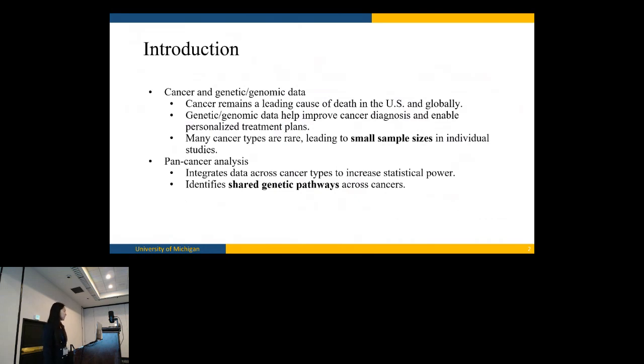First is the introduction. Nowadays, cancer remains the leading cause of deaths in the US and globally. Genetic or genomic data can help improve cancer diagnosis and enable personalized treatment plans. Many cancer data sets are rare, leading to small sample size in individual studies. So now scientists are doing pan-cancer analysis. They integrate data across cancer types and increase the statistical power. They identify shared genetic pathways across cancers.